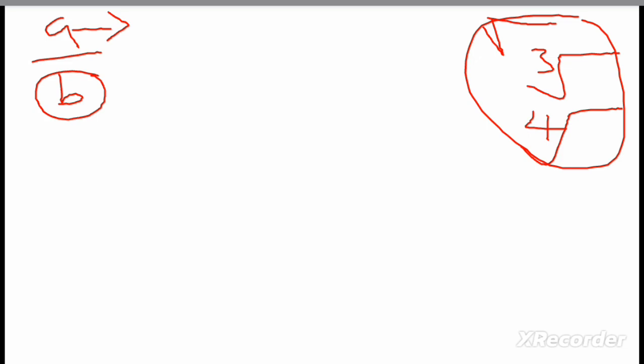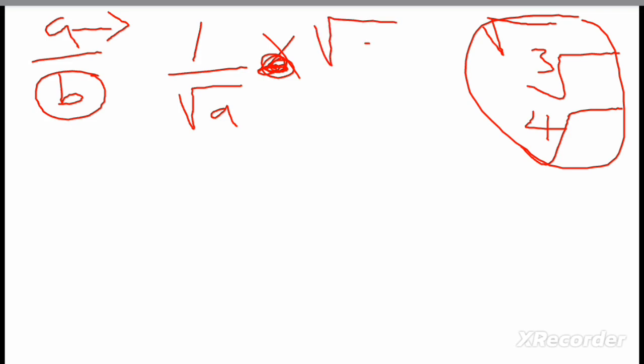Okay, so let's rationalize. In this topic, you're also going to understand about the conjugate. Let's say I've got 1 over the square root of a. Here the radical is on the denominator. Here they cannot ask you to rationalize the numerator, because in the numerator there is no radical. So we are going to multiply both the numerator and the denominator with the conjugate.